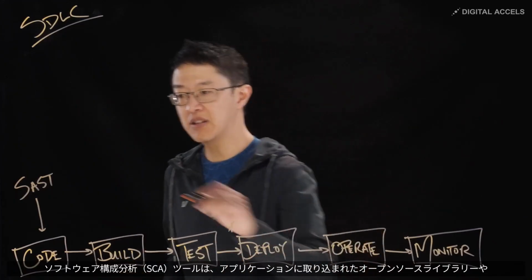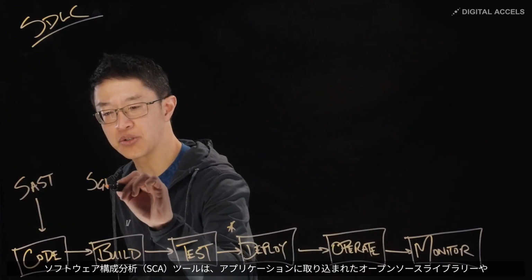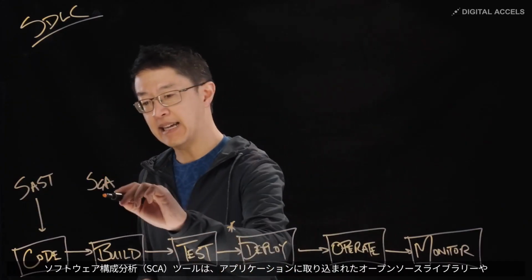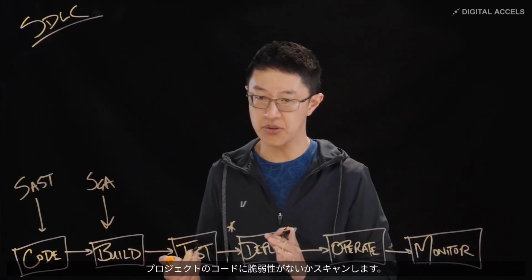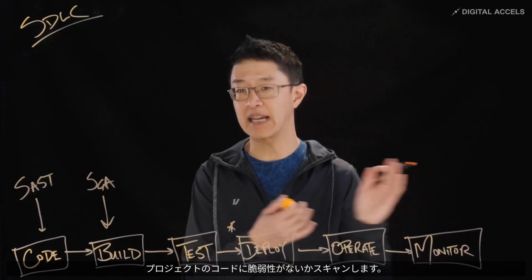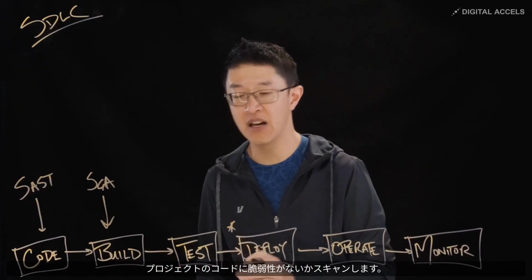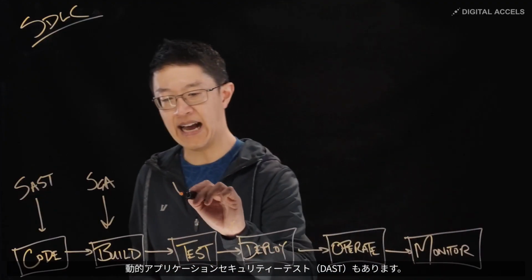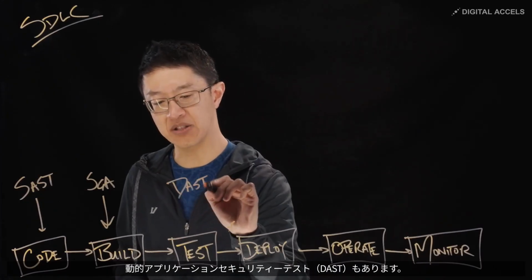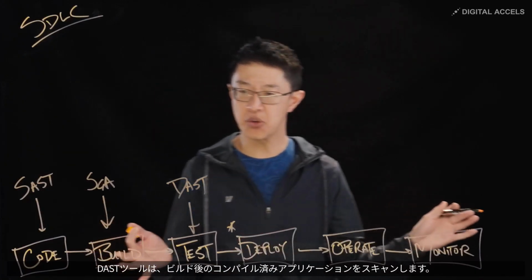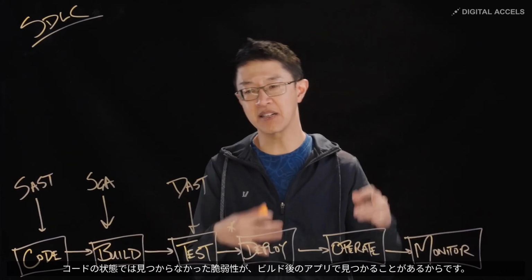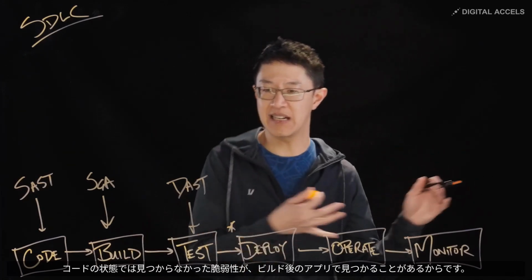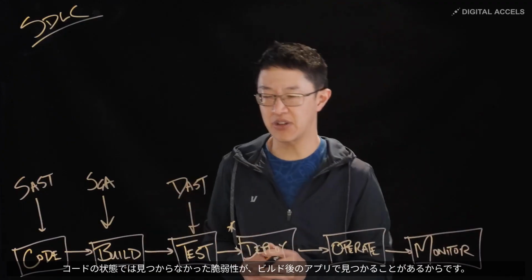We also have software composition analysis tools, or SCA. What SCA does is it scans open source libraries or the code from open source projects that you bring into your applications for vulnerabilities. We're also talking about tools like DAST, or dynamic application security testing. What a DAST tool does is it scans compiled applications after they've been built, because sometimes you might find vulnerabilities in a built application that you didn't find in your code.